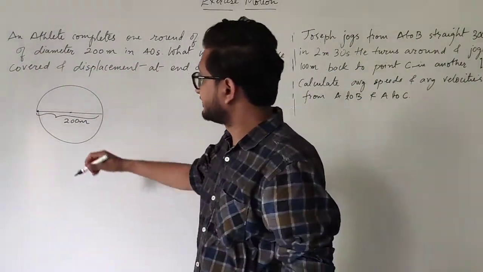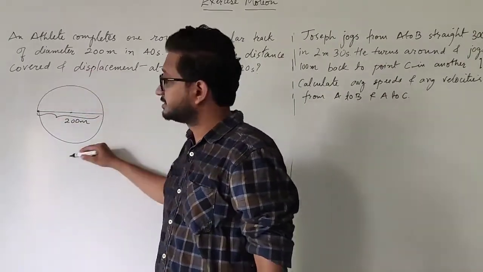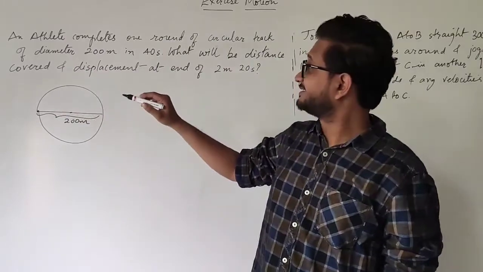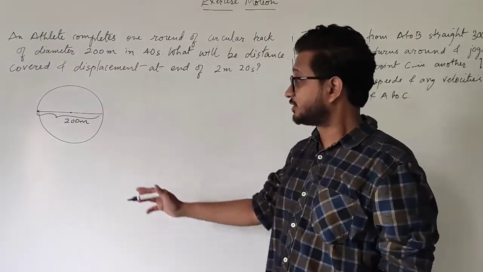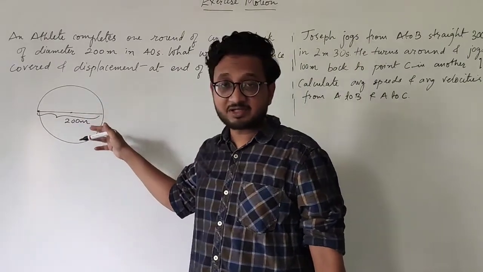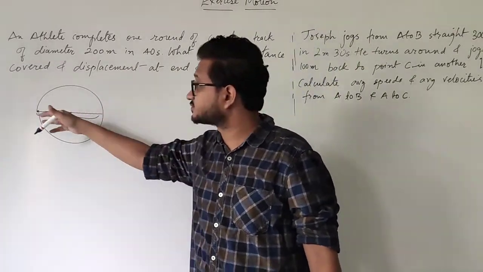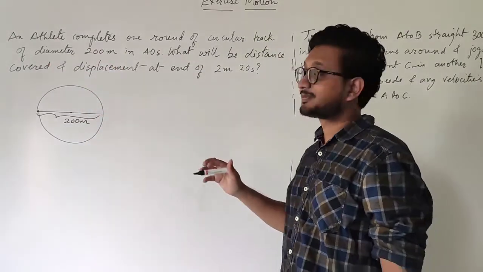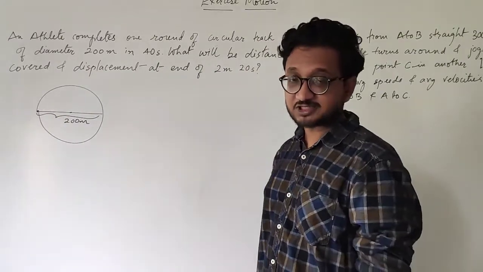It is said that when the athlete runs around the whole circular track, it takes him 40 seconds. The 200 meters is the diameter of the circular track. He is not running along the diameter, he is running along the circular path. So we are interested in the perimeter or the circumference of the circle.